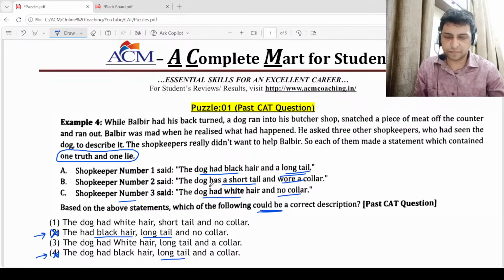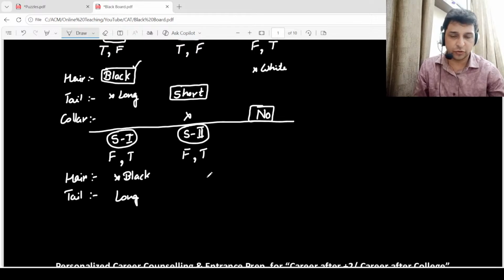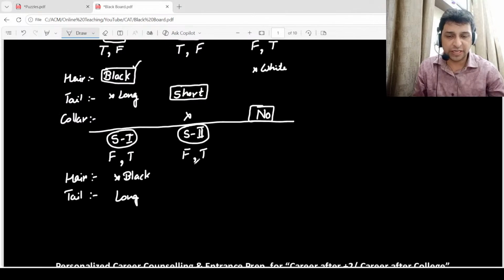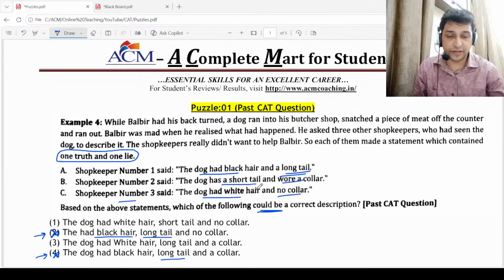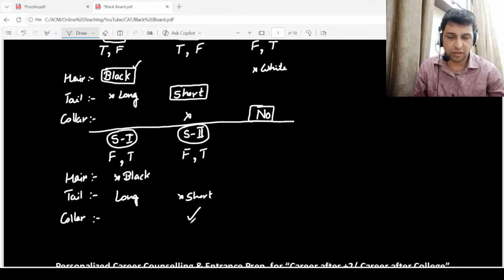Then the next, the dog has a short tail. Now we know the tail is not short. That means for shopkeeper number two, the first line is false and the second fact is true. Has a short tail, that means not a short tail. And wearing a collar, that has to be true. So should wear a collar.